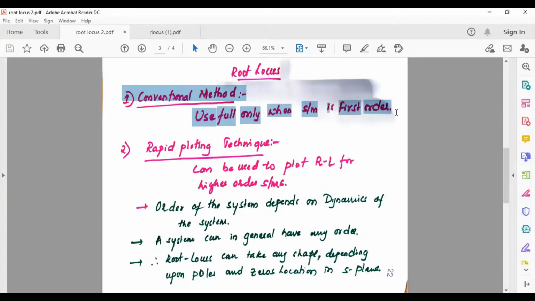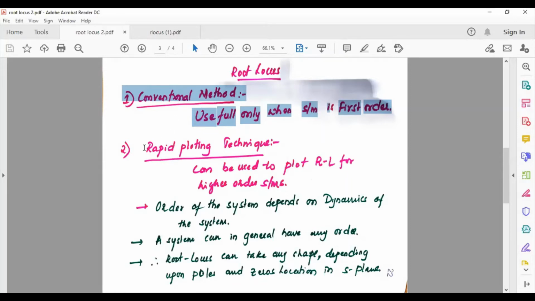Because many people will face difficulty when they refer to a textbook or some other video sources where they directly start with the rapid plotting technique. If you directly start studying the rapid plotting technique without the conventional method, it is just a mechanical way of understanding, not a conceptual way of understanding. So that's why I have first dealt with the conventional method, to make you understand what root locus is and how it actually is plotted in a graph. Fine. Then we understood that root locus is a graphical tool to study the stability of the system with respect to K. So that's what we are convinced of till now.